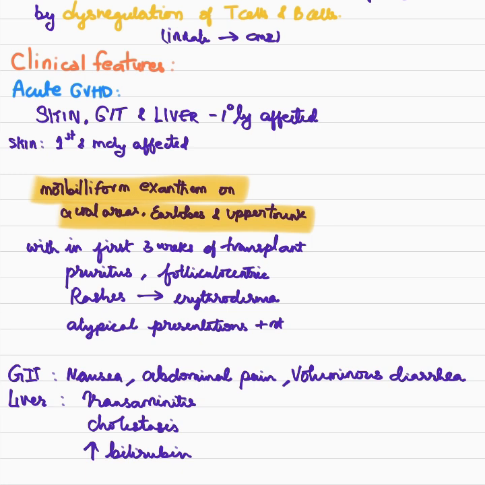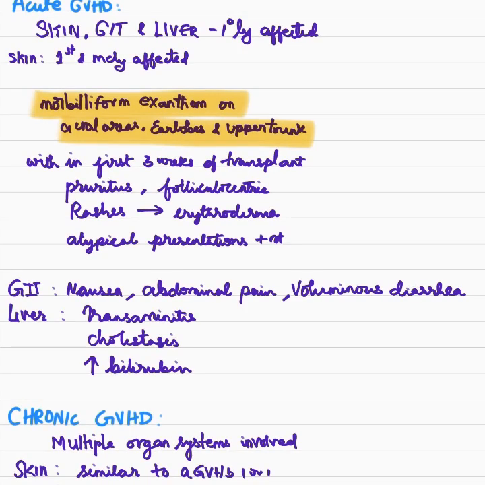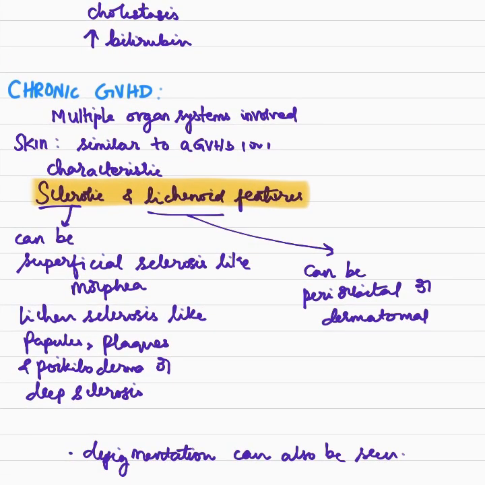There may also be other atypical presentations that can resemble lesions of other dermatological disorders. Then in the GIT, the most important complaints are nausea, abdominal pain and voluminous diarrhea. And in the hepatobiliary system, there is transaminitis with cholestasis as well as elevation of bilirubin. Coming to chronic GvHD, in addition to these 3 systems, we have other organ systems involved as well.